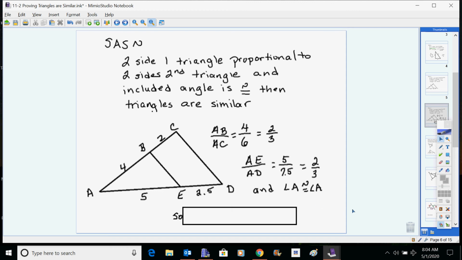I'm not really doing this as a formal proof. However, if you had something like this, you would need to check to see if they were proportional, see if you can find that included angle, and then you would be able to give as a reason that these two are similar because of side-angle-side similarity. Triangle ABE is similar to triangle ACD, and our reason would be side-angle-side similarity.